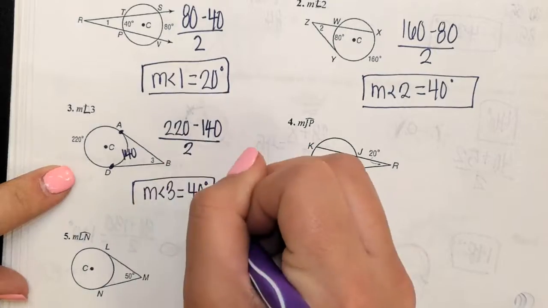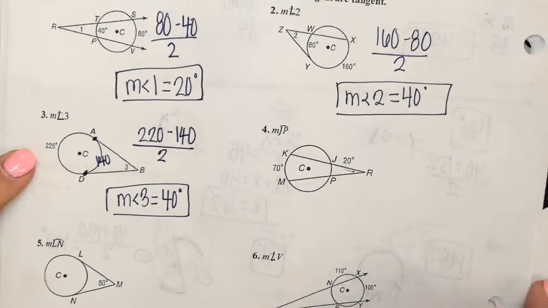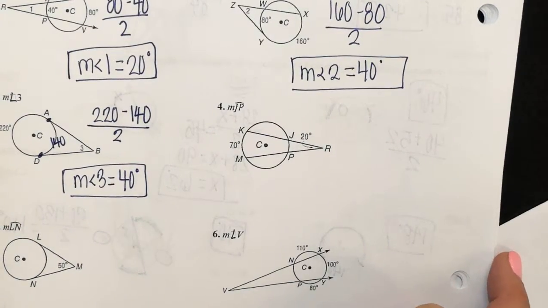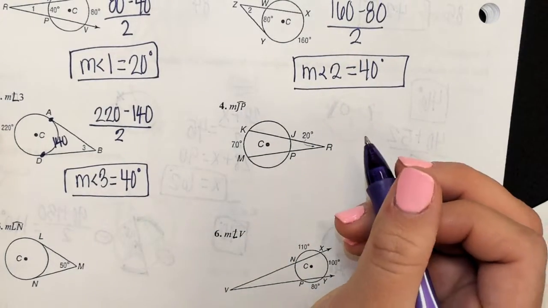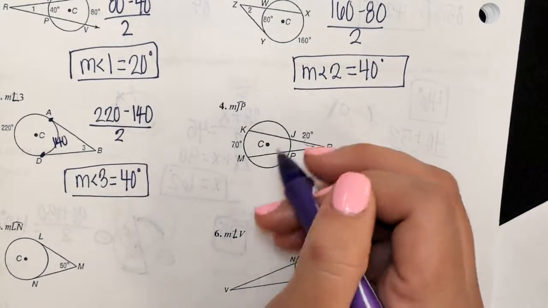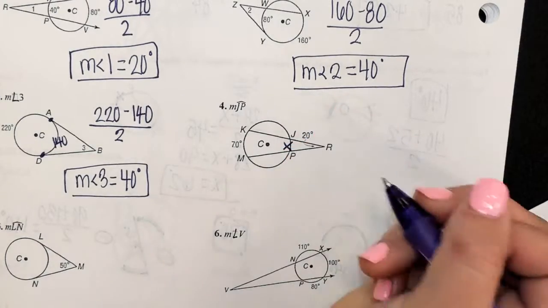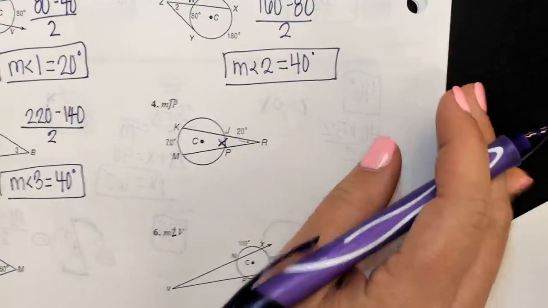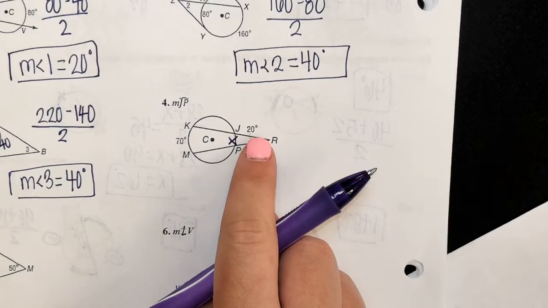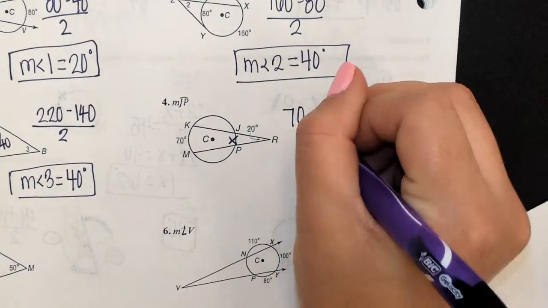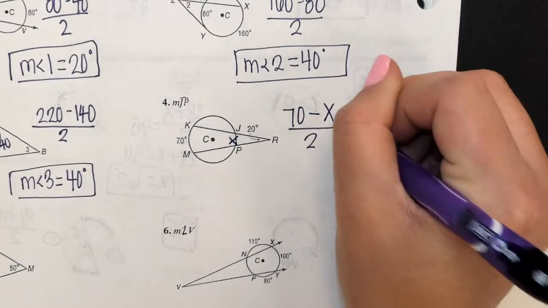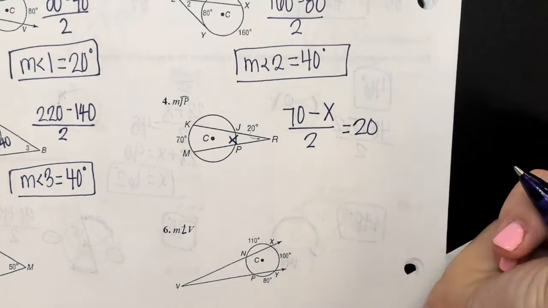Okay. Number 4, same setup, but different scenario. I'm not solving for the angle this time. I'm solving for the arc of JP. So if you're solving for an arc and you're going to have to set up an equation, let's just call it X. So how would I get to angle 20? 70 minus X divided by 2 equals 20.